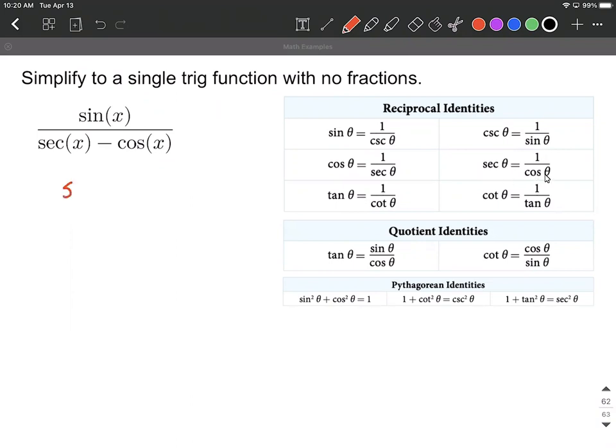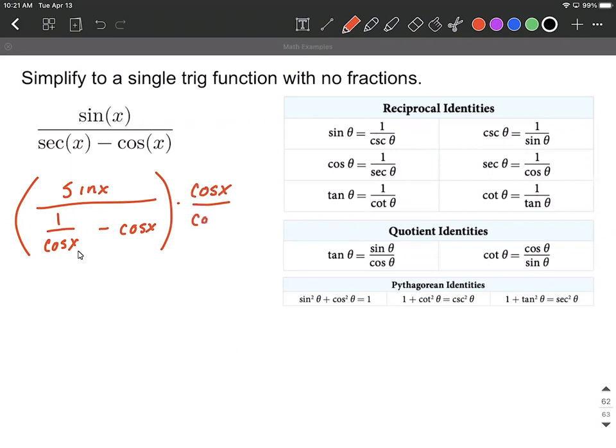So let's begin there. So we have sine of x divided by 1 over cosine of x minus cosine of x. From here, we have a fraction inside of a bigger fraction. So let's eliminate this. The easiest way to do this is by multiplying both numerator and denominator by cosine of x, in this case, over cosine of x. By multiplying by the same thing, numerator and denominator, this is like multiplying by 1.